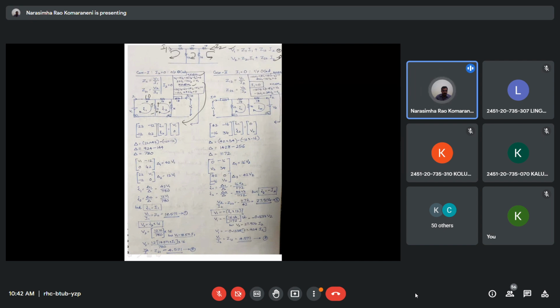If you see here in port 2, there is no voltage source. There is no voltage source here, only V1, so V2 is 0.